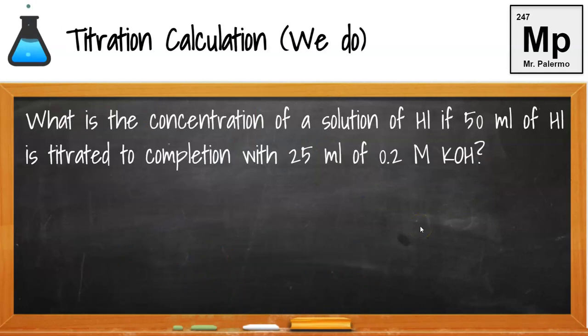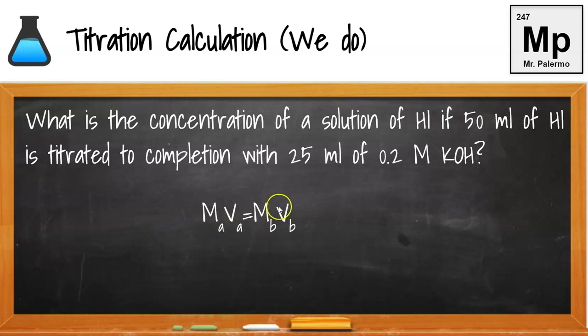Okay, now let's try one together. What is the concentration of a solution of HI if 50 mLs of HI is titrated to completion with 25 milliliters of 0.2 molar KOH? So again, first thing we do is start with our formula, which is the MAVA equals MBVB from Table T. So now determine which of our variables we're solving for. So we're solving for HI, the concentration of our acid. So we're solving for MA, so that's going to be our X.